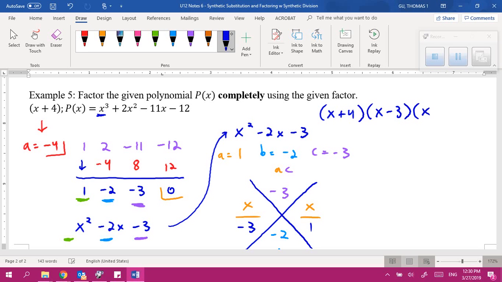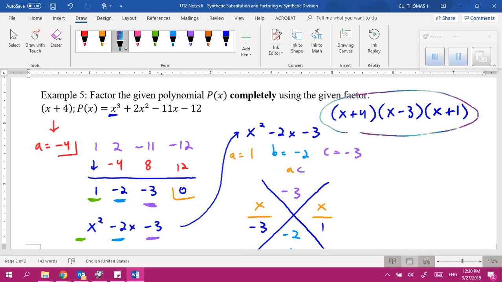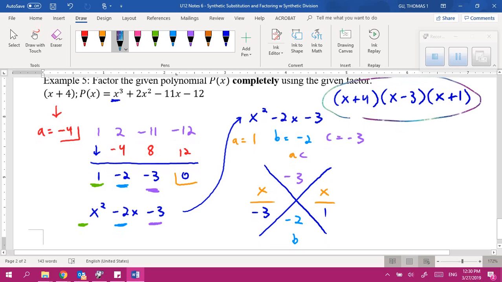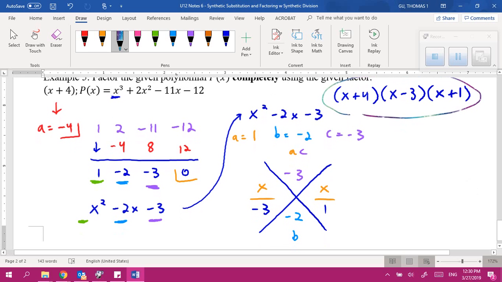X minus 3 and x plus 1. That's right. And here is my completely factored form: x plus 4 times x minus 3 times x plus 1. The order doesn't matter because it's going to end up being the same regardless. So you can see the method here was to take the factor they gave us, use that to divide the polynomial so we can get a smaller polynomial that we can actually factor out with another method.